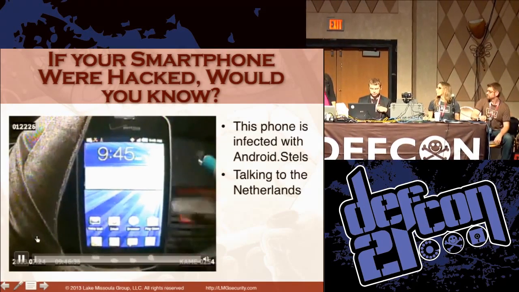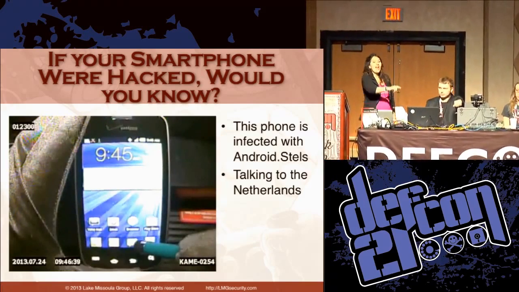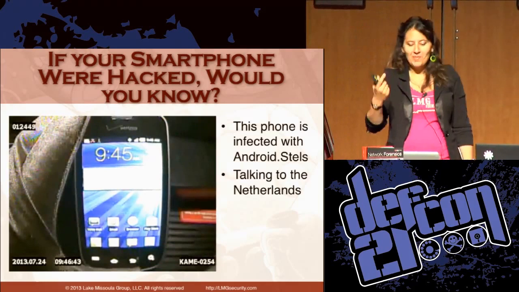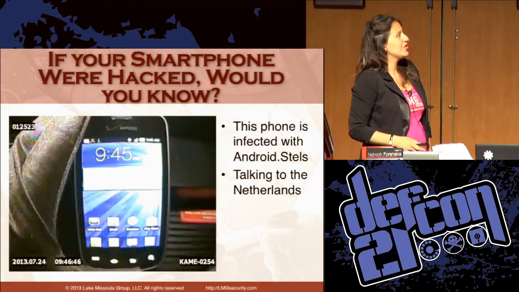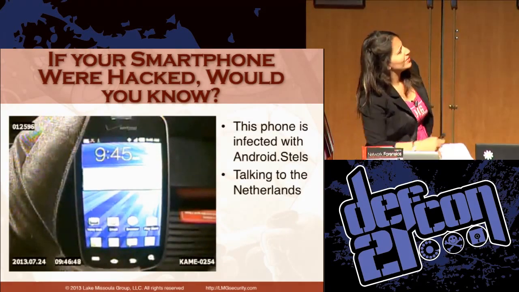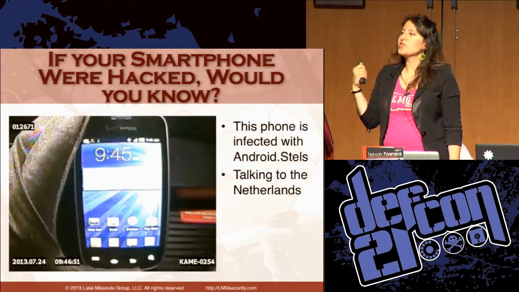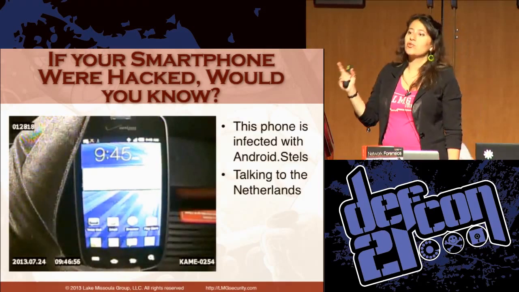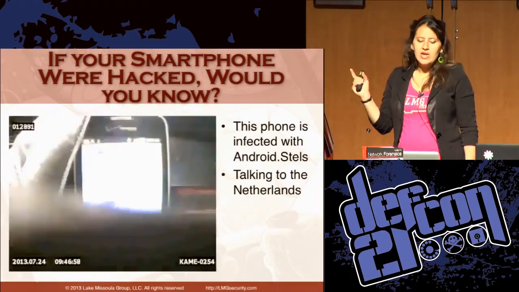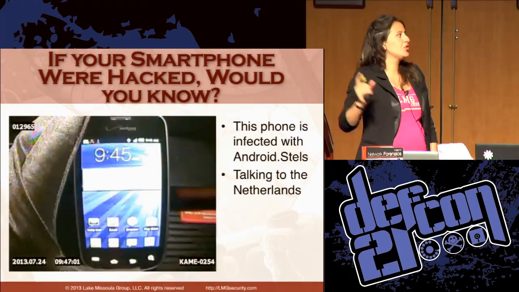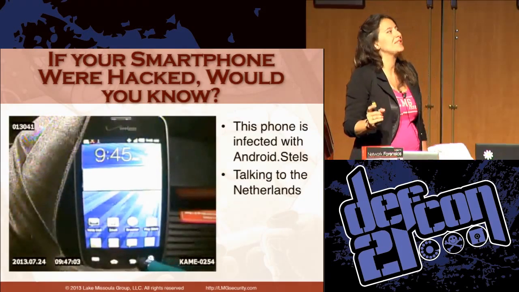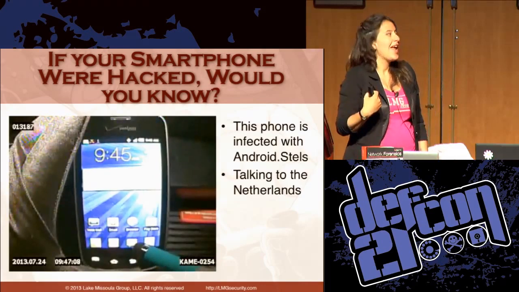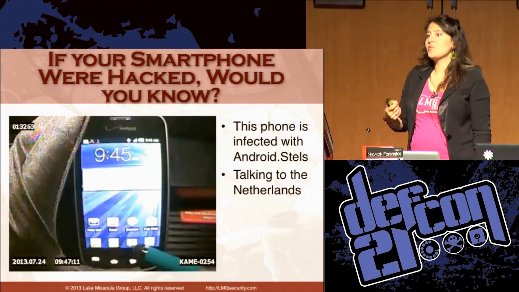So if your cell phone were hacked, how would you know about it? Probably half of you today in this room have cell phones that are hacked, but you can't tell. You can pick it up, you can look at it. The video you see on the screen here shows a cell phone that's infected with the Android Stealth malware. What you see is it sending data out to the Netherlands every 5 minutes or every 15 minutes, depending on whether or not it actually gets a response from the command and control server. And if you were a user looking at this phone, you would never know about it.